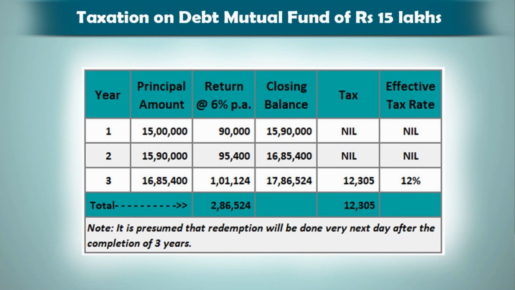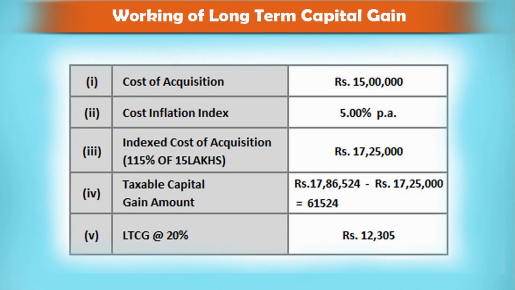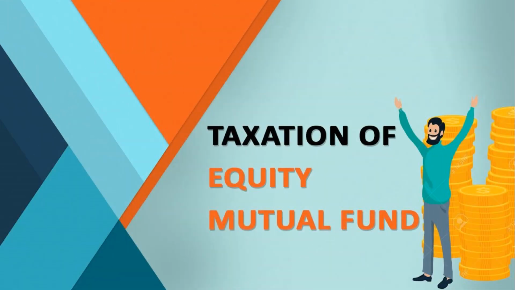We can also see that we receive the same amount of return each year as we did in fixed deposit, but the tax is to be paid only after the redemption. Now, to understand the working of long-term capital gain, we previously assumed that the inflation for 3 years is 15%, which makes our inflated cost rupees 17.25 lakhs. After deducting 17.25 lakhs from 15 lakhs plus interest of rupees 2,86,524, the taxable capital gain comes to around 61,524 and tax payable comes to 12,305, which gives us an effective tax of 4.29%.